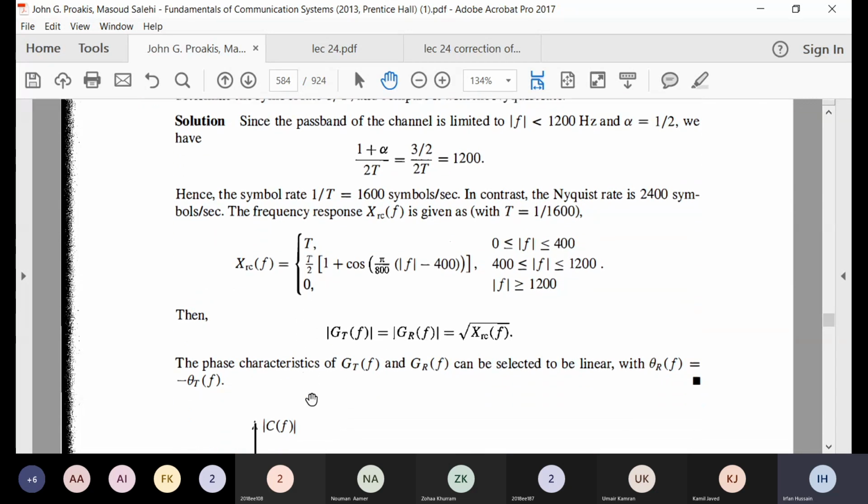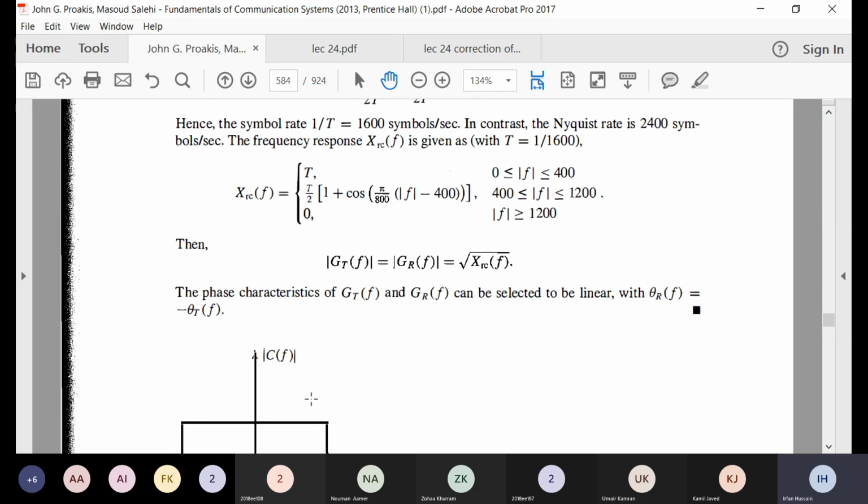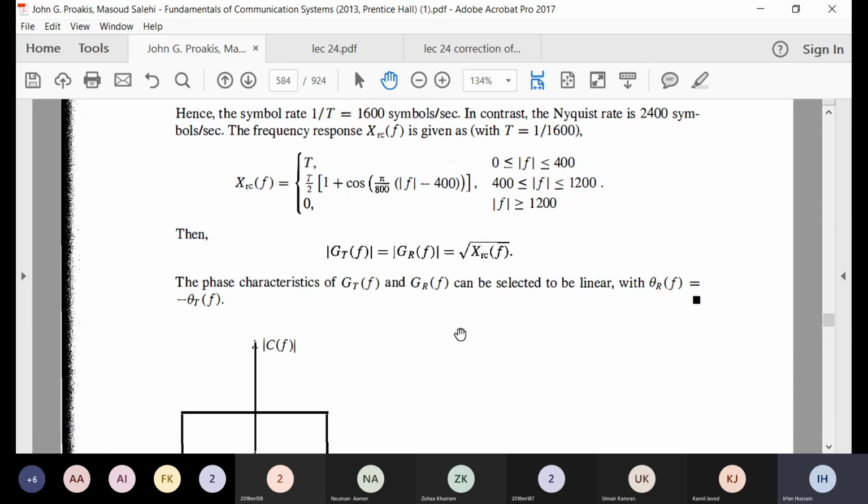Or we know that there will be a square root of X of f, and the phase can be chosen to be a linear phase.